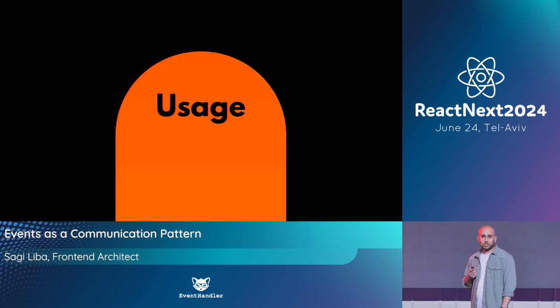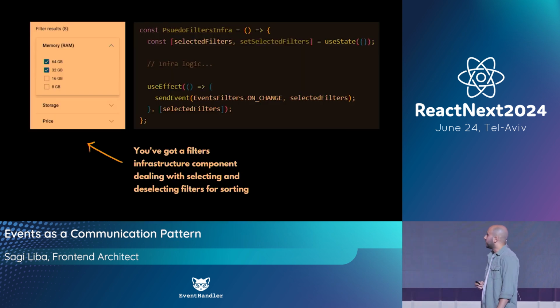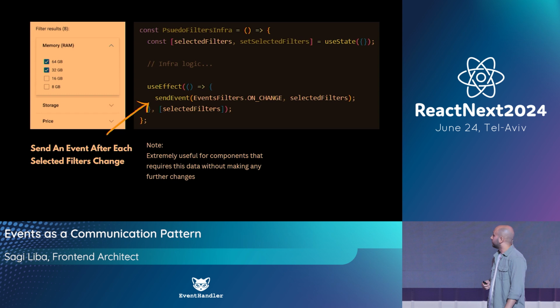Okay, so let's see how to actually use it. Here we've got an example for a filters infrastructure, a filters component whose main purpose is to handle selecting and deselecting filters for sorting. Now, on the right side, you can see that we've got the pseudo filter code for that filters infrastructure. It deals mainly with the selected filters, and when I'm using events, I'm making sure to send an event after each change in the selected filters.